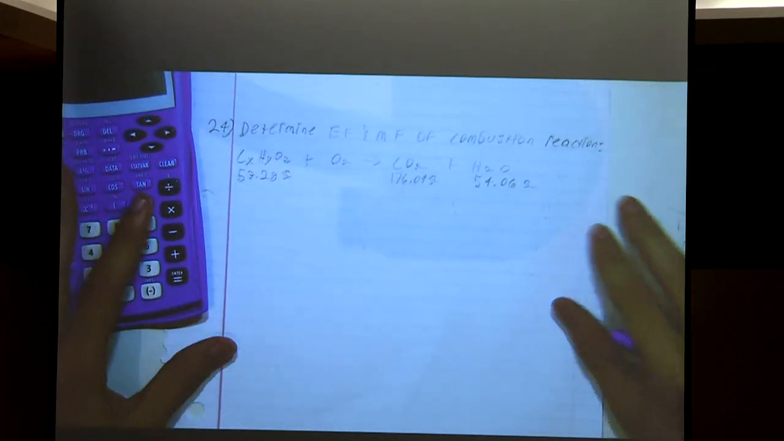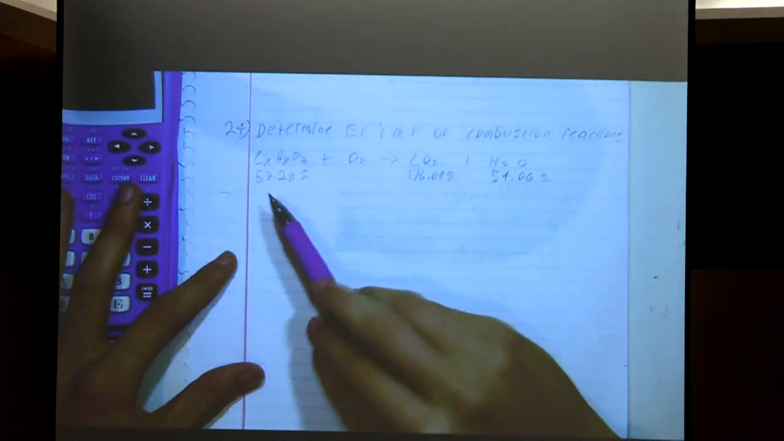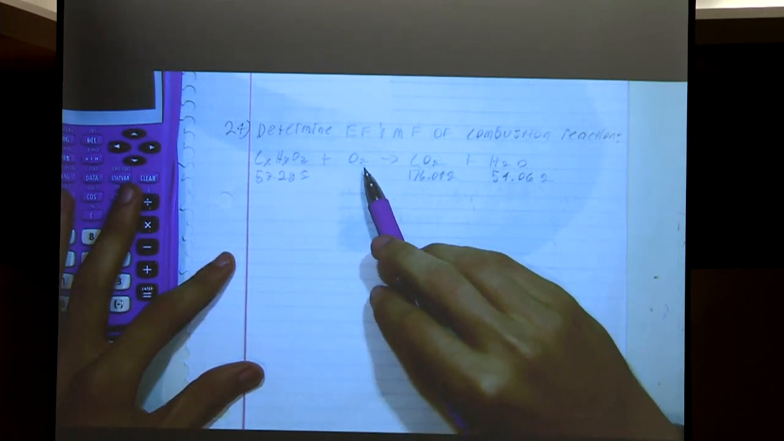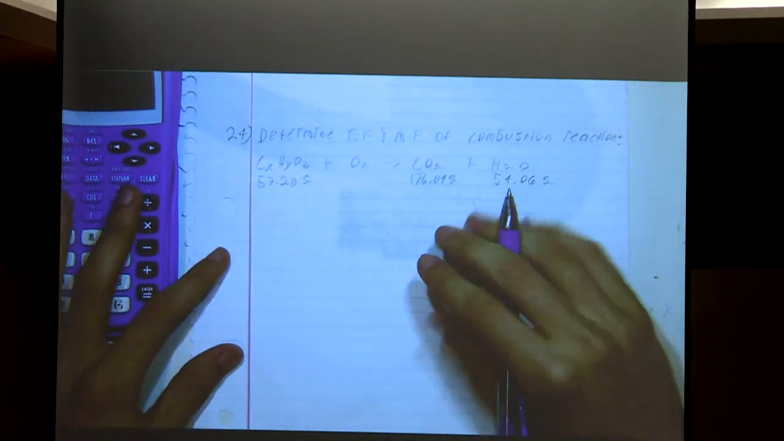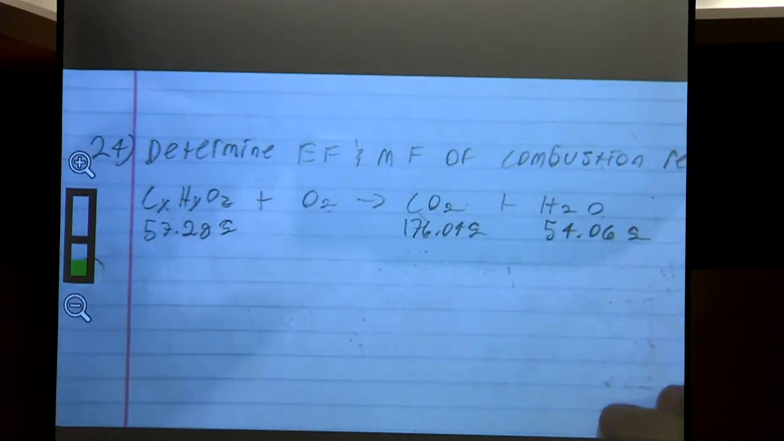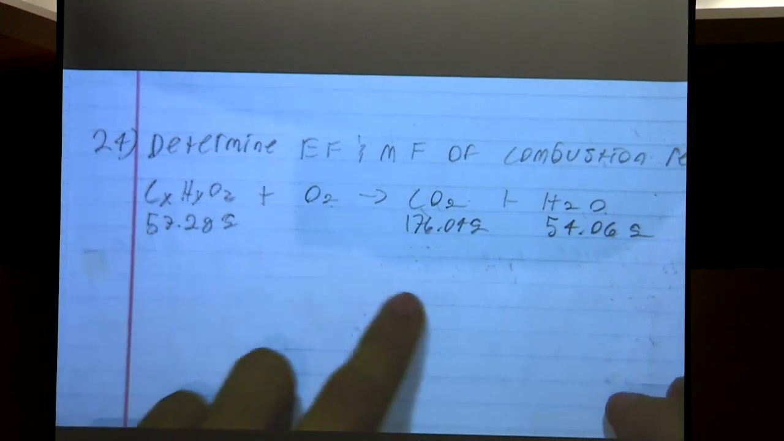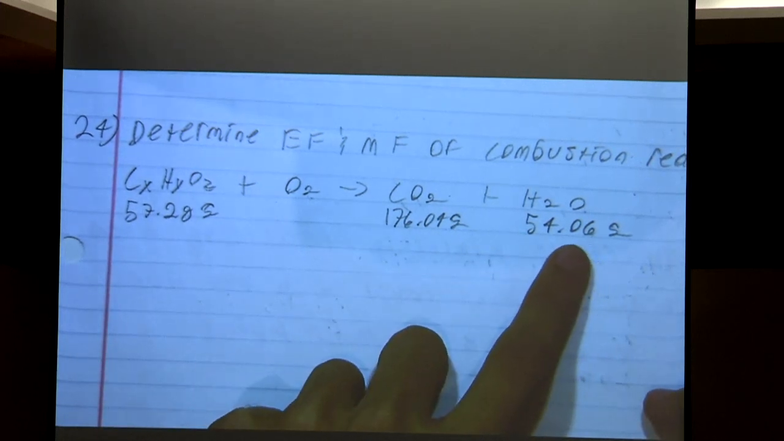So 24, determine the empirical formula and molecular formula of a combustion reaction. So remember that in a combustion reaction, you're taking an organic compound, reacting it with oxygen, and it's going to make CO2 and H2O. So let me make it bigger. So I've got 57.28 grams of CxHyOz, 176.04 grams of CO2, and 54.06 grams of H2O.